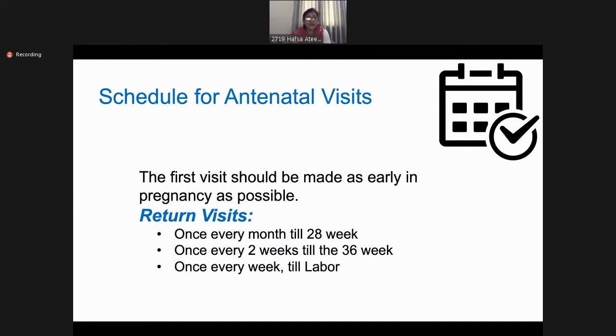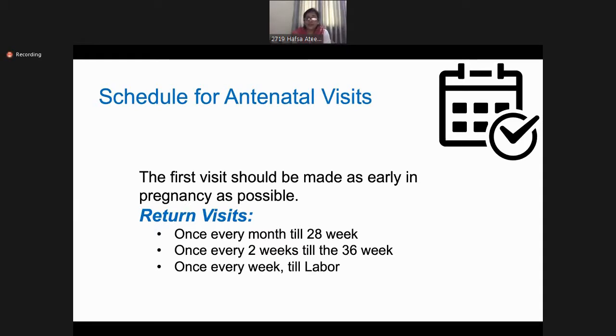At the first visit, how frequently should she be called? After the first visit, she should be called every month till she's 28 weeks pregnant. Say, for example, if the woman goes to the doctor at 8 weeks of pregnancy, then the next visit should be on a monthly basis. That is, the next visit should be at 12 weeks, and after 12 weeks, the next visit again after 1 month at 16 weeks. And again, after 16 weeks at 20, and then at 24, and then at 28 weeks.